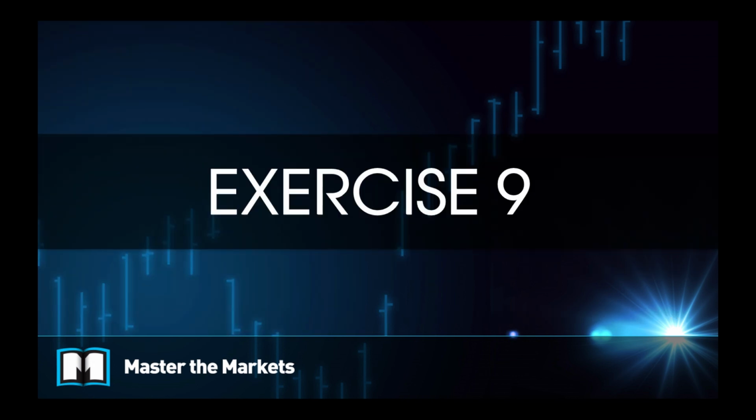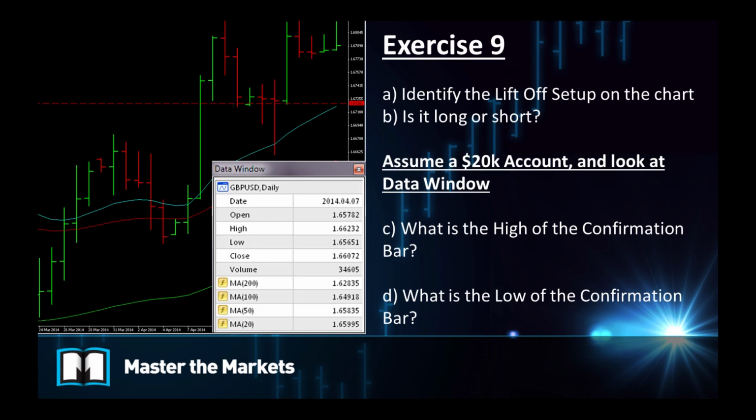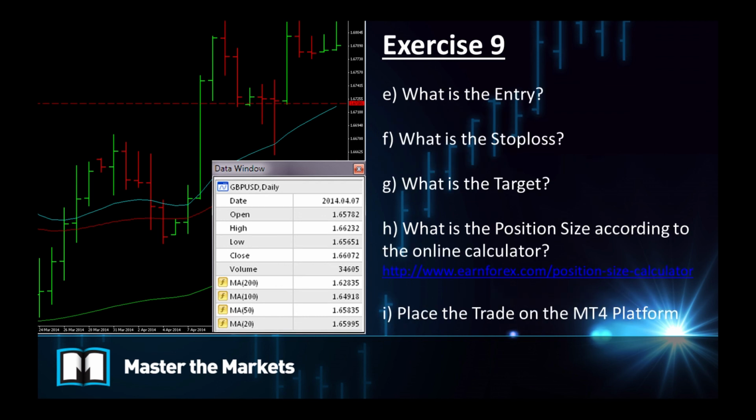And on to exercise 9, the final one in this series of exercises. Identify the lift-off setup on the chart. Is it a long or a short? High and the low of the confirmation bar as normal. What is the entry? What is the stop loss? Please work out the target after you've calculated those two things. Again, use the checklist that we put together at the back of the manual to help you work these things out. Position size according to the online calculator, then go ahead and place the trade on the MT4 platform.